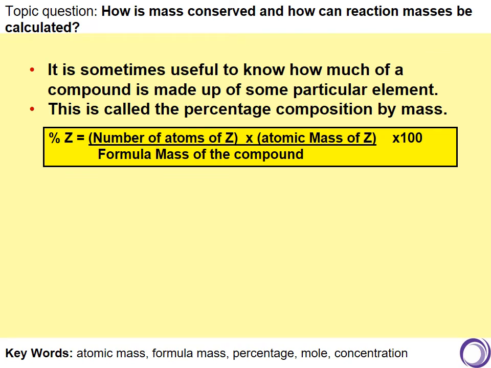Sometimes we might want to know what percentage of a compound is made up of a particular element, and this is called the percentage composition by mass. Because it's a percentage, we are going to be multiplying our fraction by 100. So the number of atoms of whatever element it is that we're trying to find out times the atomic mass of that element, and then divide by the formula mass of the compound. So let's have a look at a worked example.